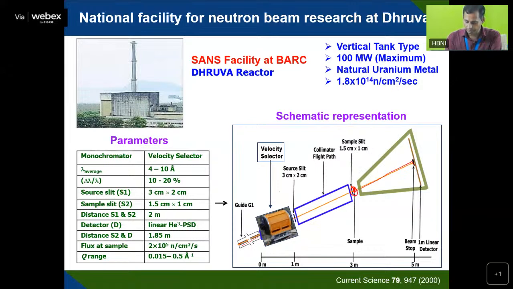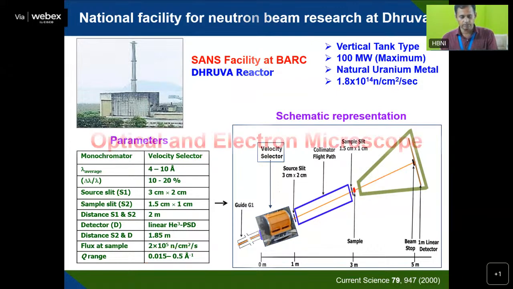You have a beam stopper here that stops the direct beam, and the scattered beam goes to the detector, and you can get structural information about the shape and size. The common wavelength that we use in the case of Dhruva is 4 to 10 angstrom, and the Q range is mainly 0.015 to 0.5 inverse angstrom. If anyone from outside BARC wants to do small angle neutron scattering, they can contact the SANS facility at BARC for these measurements.